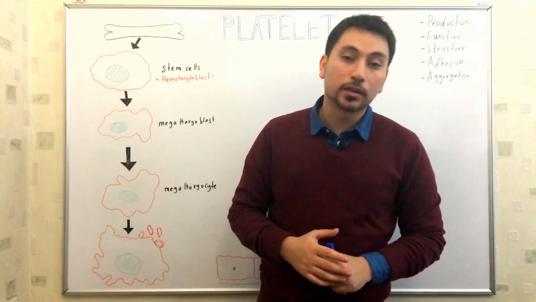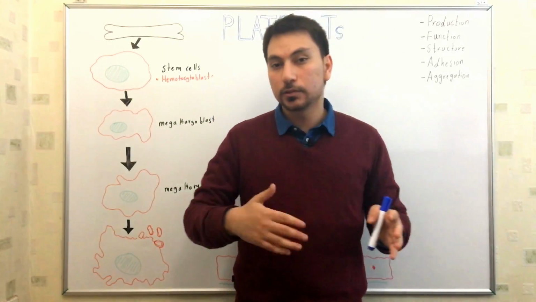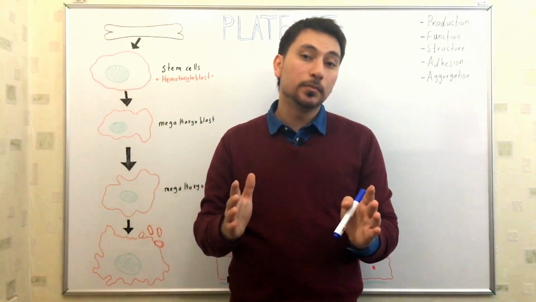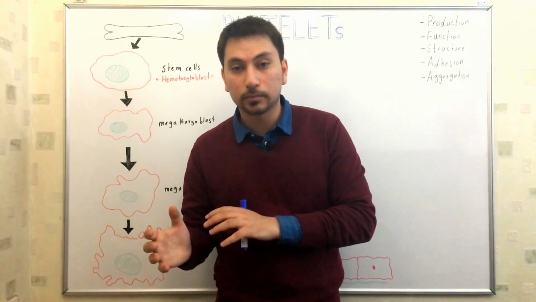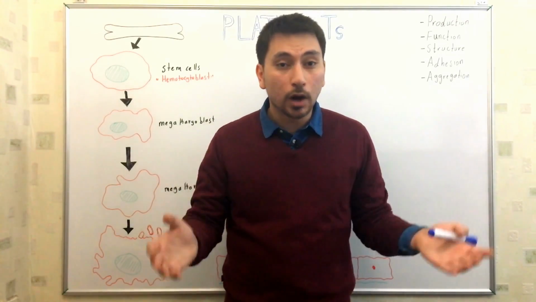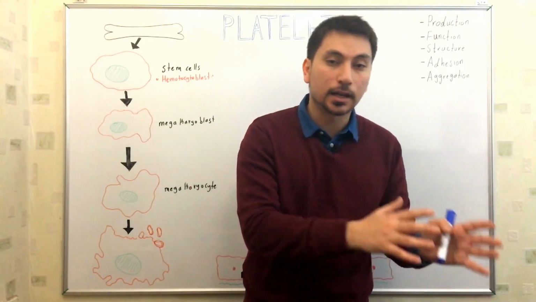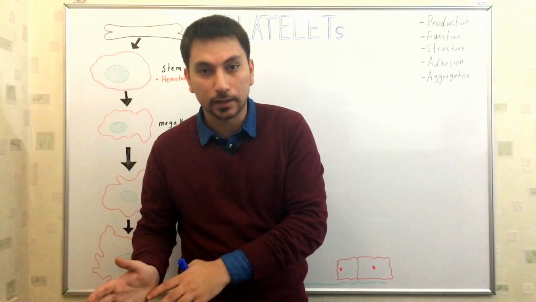Let us suppose that someone injured his skin. This will result in bleeding, but this bleeding will be stopped after several minutes, 2-3 minutes. Why? Because of platelets and coagulation cascades.